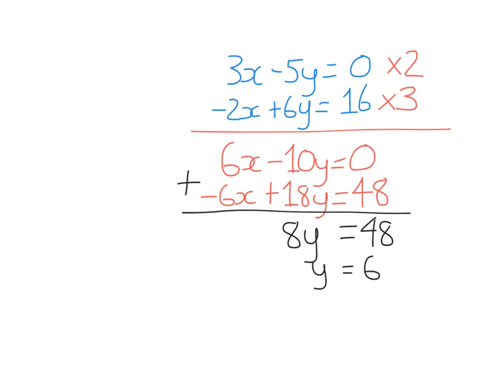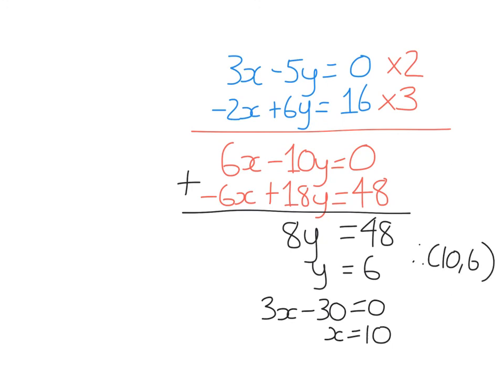I'm not done. I need to find x. So I'm going to substitute this into the original equation. I get 3x minus 5 times y equals 0. Add 30 to both sides. Divide by 3. Get x equals 10. So the solution to both equations is 10, 6. This solves this equation and also this equation at the same time.